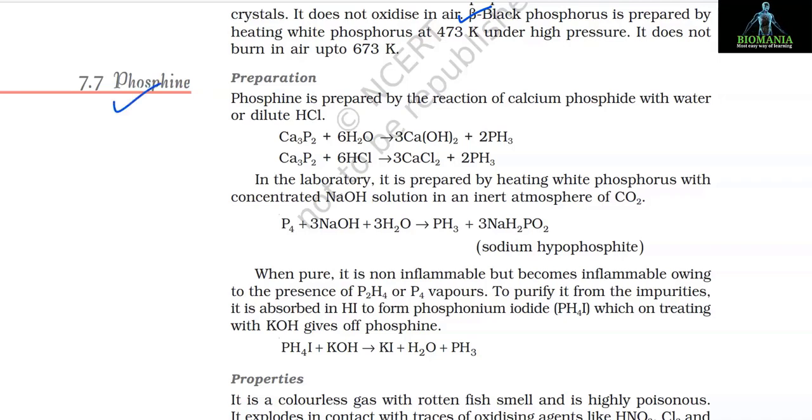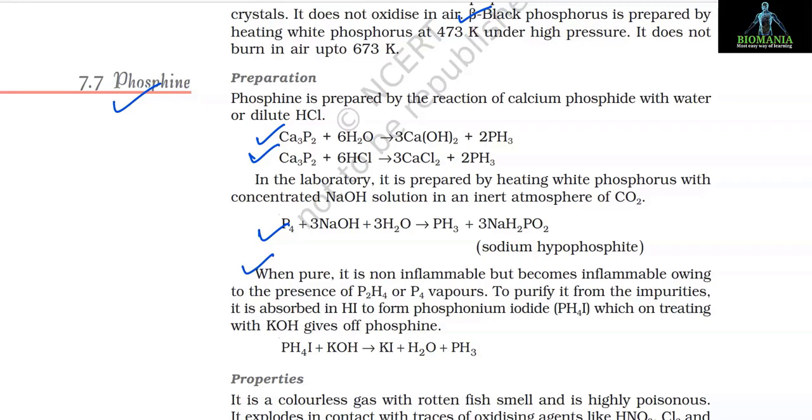7.7. Phosphine. Preparation. Phosphine is prepared by the reaction of calcium phosphide with water or dilute HCl. The reactions are Ca3P2 + 6H2O gives 3Ca(OH)2 + 2PH3. Next reaction is Ca3P2 + 6HCl gives 3CaCl2 + 2PH3. In the laboratory, it is prepared by heating white phosphorus with concentrated NaOH solution in an inert atmosphere of CO2. P4 + 3NaOH + 3H2O gives PH3 + 3NaH2PO2, and it is sodium hypophosphite.